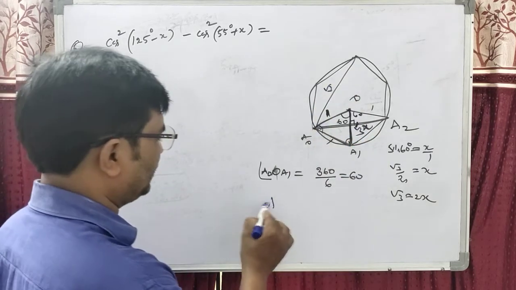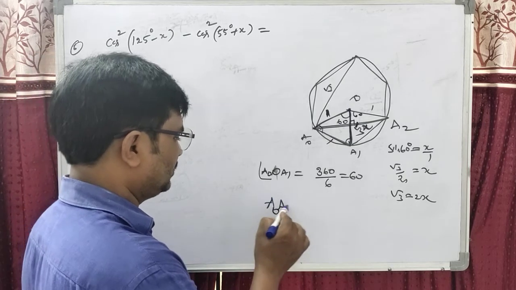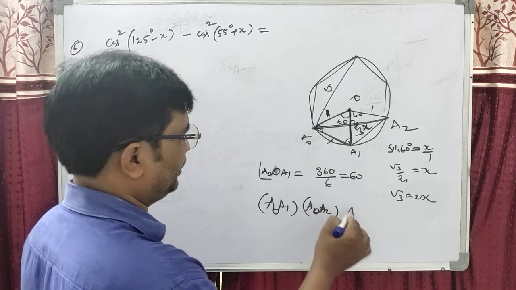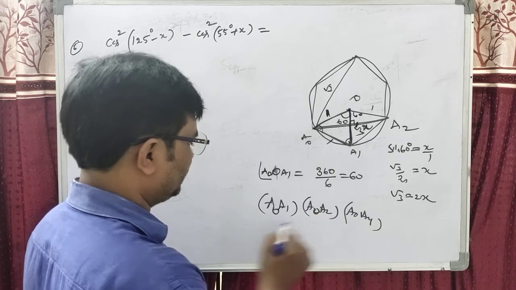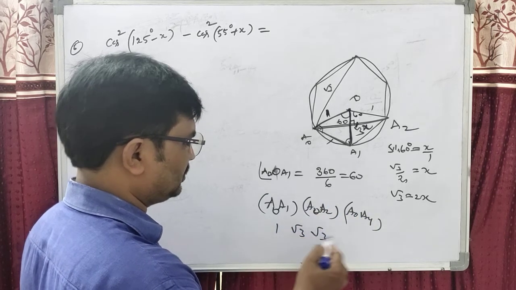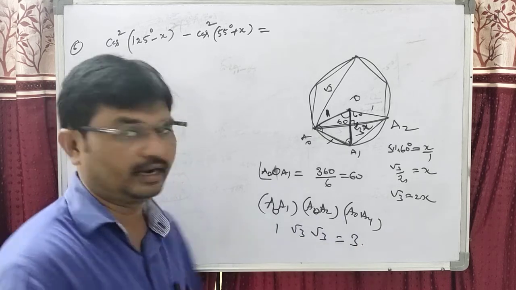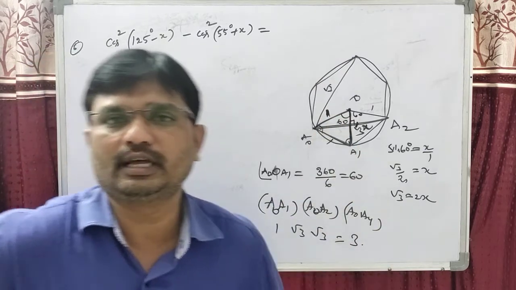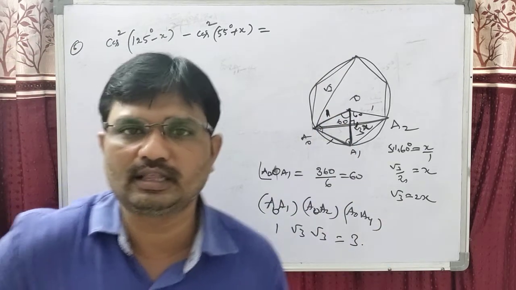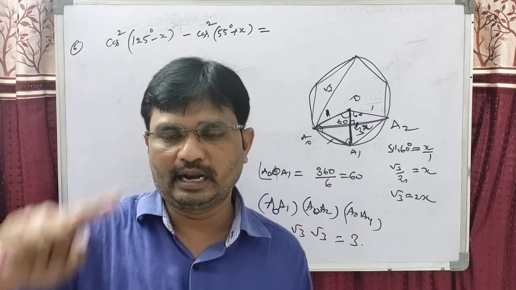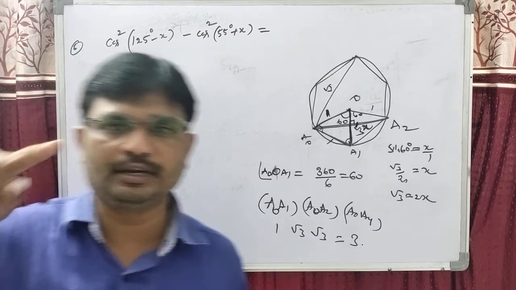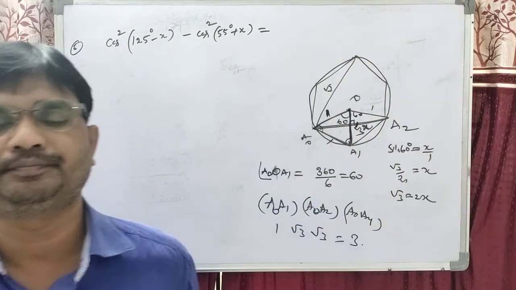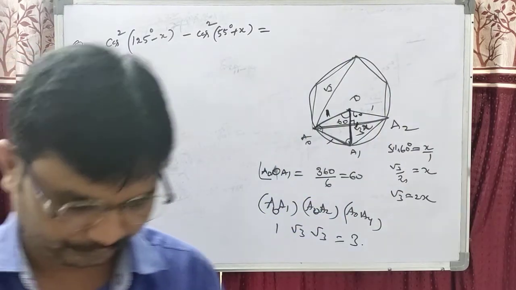Now we have to find the product of those segments A0A1, A0A2 and A0A4. Dear students, this is 1, this is root 3, this is root 3. Root 3 is our required answer. Okay, students, I forgot to write in the question: the regular hexagon A0, A1, A2, A3, A4, A5 is inscribed in a circle of radius 1. Okay, students.